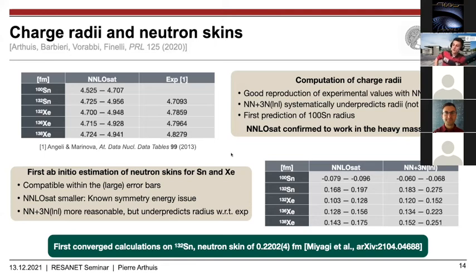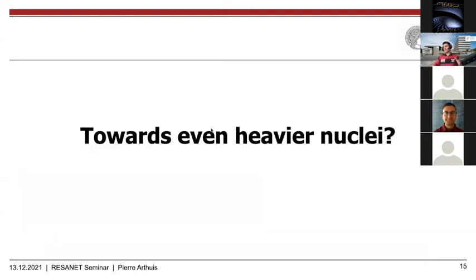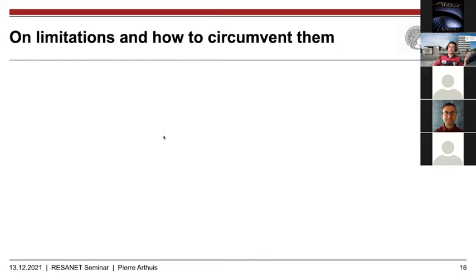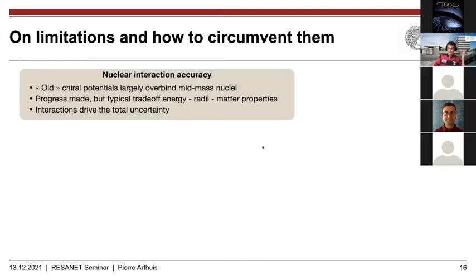Okay, those were our results on tin and xenon isotopes, and now I want to use the few minutes I have left to try to give some perspective on going towards even heavier nuclei. And in the first place, what are the limitations that we face in the ab initio community right now on the structure side of things?